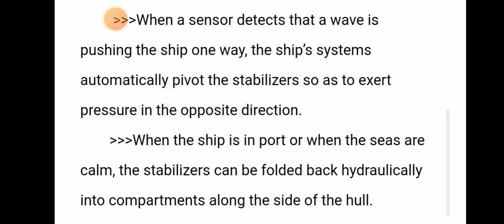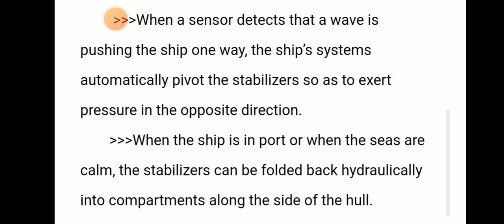When a sensor detects a wave pushing the ship one way, the system will automatically pivot the stabilizer in the opposite direction, so as to maintain stability. It will exert pressure in the opposite direction.